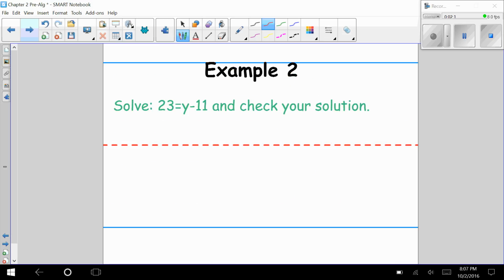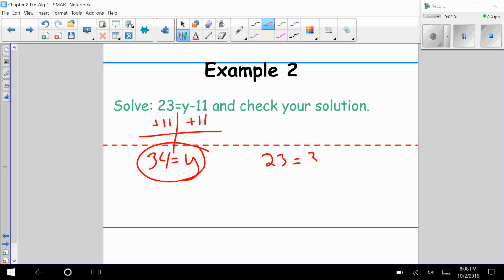Here's our example. 23 equals y minus 11. I'm going to start with my wall. Y minus 11, to undo a minus, I need to add the opposite operation, the inverse operation. We're going to add 11 to both sides. 23 plus 11 is 34. And now y is by itself, so y is equal to 34. To check that, 23 equals 34 minus 11. Well, 34 minus 11 equals 23, so it checks out.